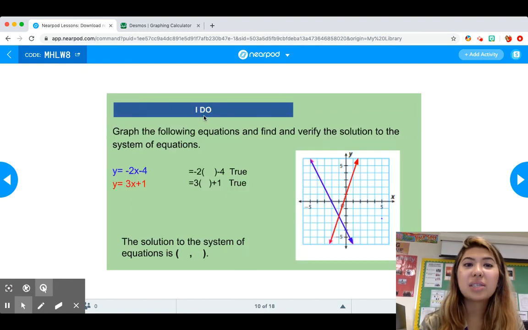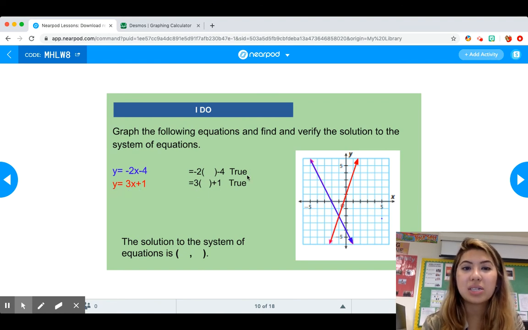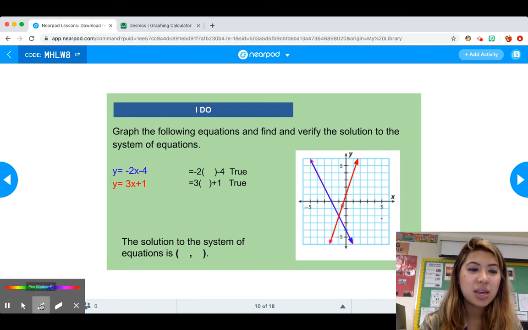So for this IG problem, it says graph the following equations and find and verify the solution to the system of equations. So we have y is equal to negative 2x minus 4, and then y is equal to 3x plus 1. So we have them graphed right here. And so the solution to the system of equations is going to be at this intersection point right here.